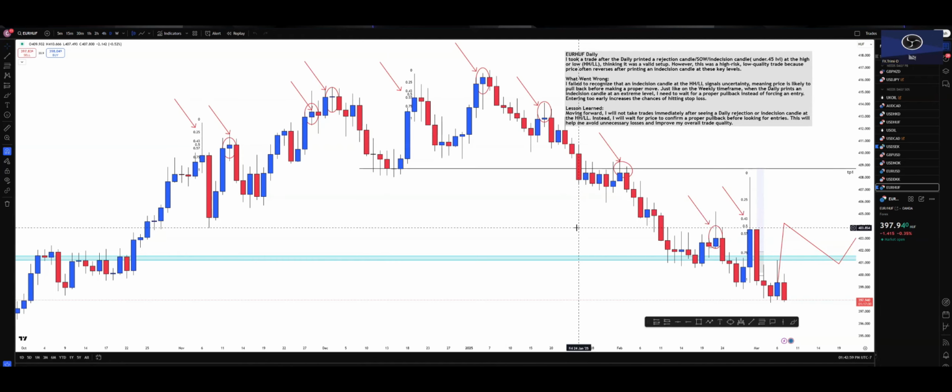As I noticed, where a lot of losses will come from is when you're waiting for the daily pullback. Just make sure that there is no indecision candle, especially if you're trading with the daily. Don't trade against an indecision candle, a sign of weakness, a doji candle, whatever you want to call it.